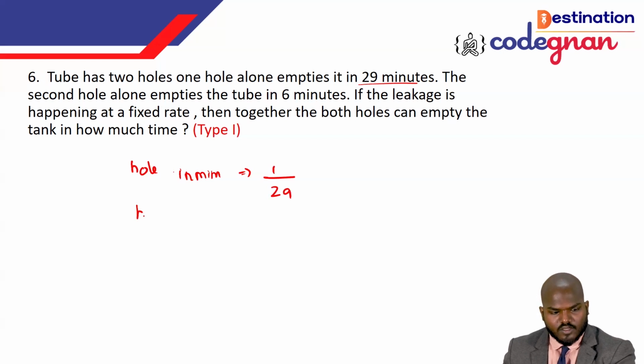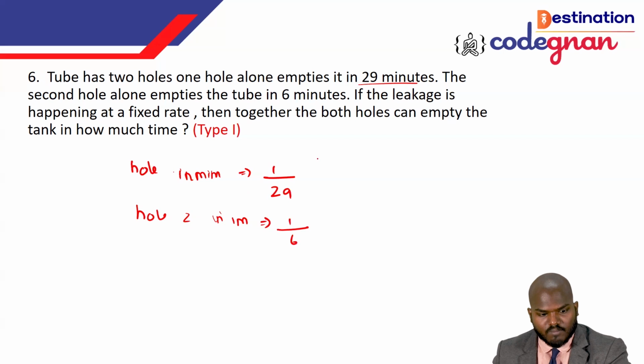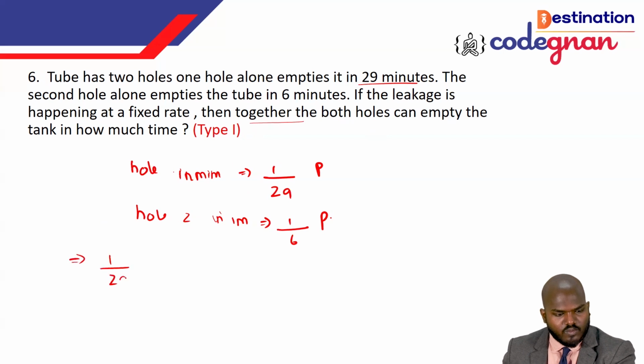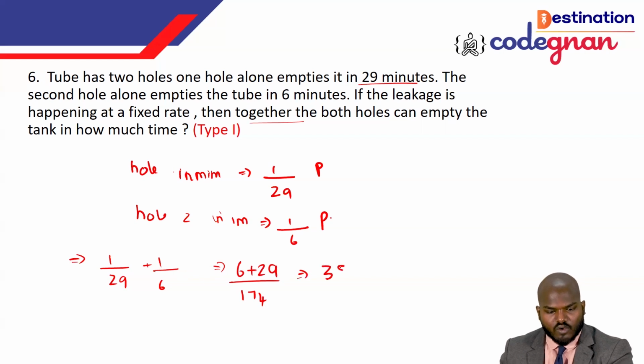Next, hole 2. In 1 minute, we can call it 1 by 6 portion of the work completed. If the leakage is happening at a fixed rate, then together, the word together means you definitely want to add them. So that is 1 by 29 plus 1 by 6. If you take the LCM, guys, the LCM gives the value 174. I keep 29 here and 6 here, and this gives you 35 by 174.